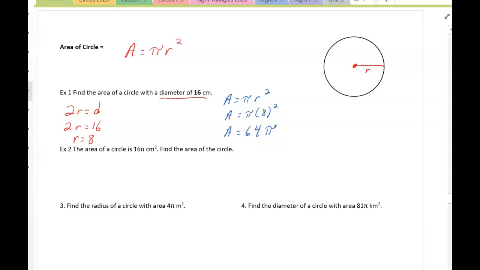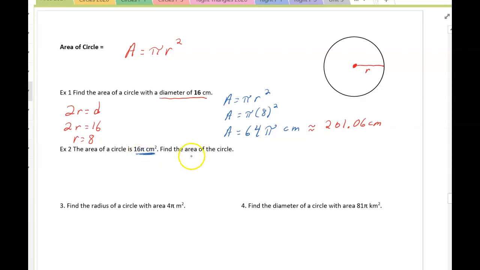Now, most SATs and ACTs want us to leave the answer in terms of pi. So we will leave the answer like that, and the unit would be centimeters. However, in a lot of applications, you might need to get the decimal. So the decimal is around 201.06 centimeters.